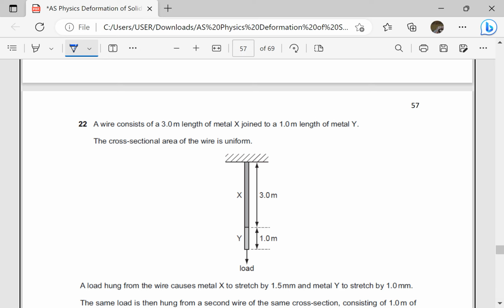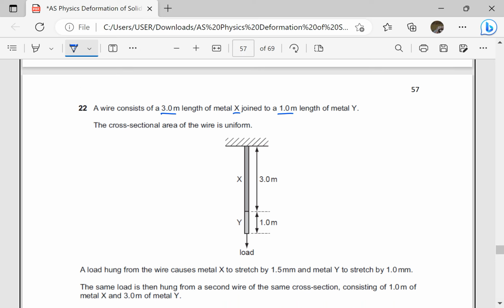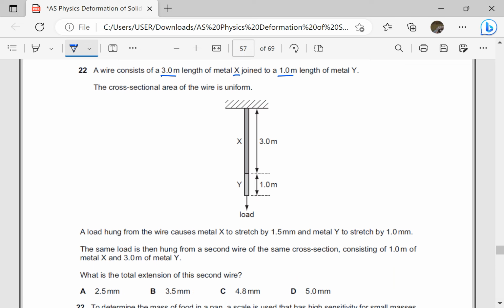Okay, the first question. A wire consists of a 3-meter length of metal X joined to a 1-meter length of metal Y. The cross-sectional area of the wire is uniform. A load hung from the wire causes metal X to stretch by 1.5 millimeters and metal Y to stretch by 1.0 millimeters. The same load is then hung from a second wire of the same cross-sectional area consisting of a 1 meter length of metal X and 3 meters of metal Y. What is the total extension of the second wire?